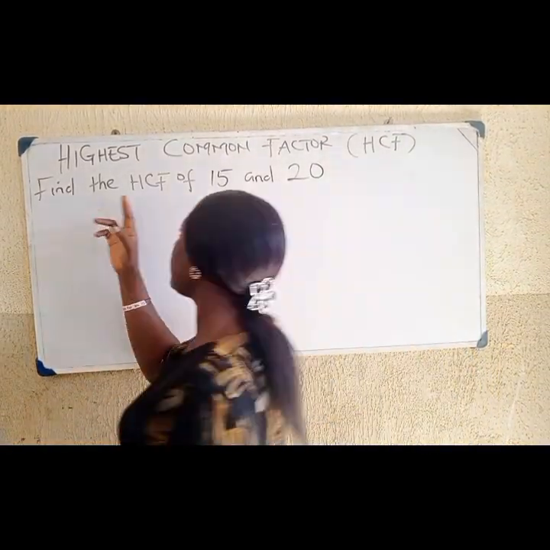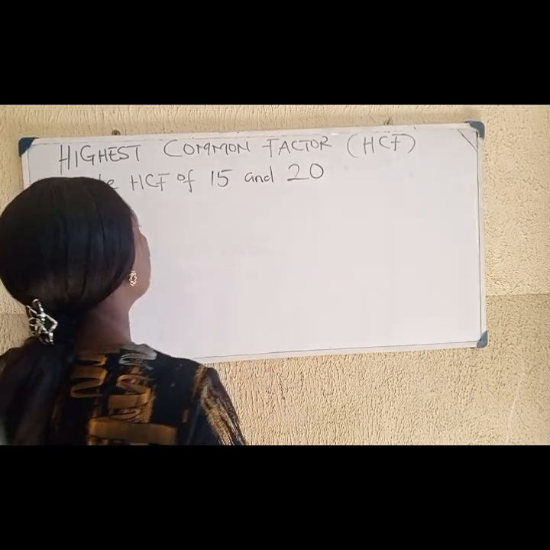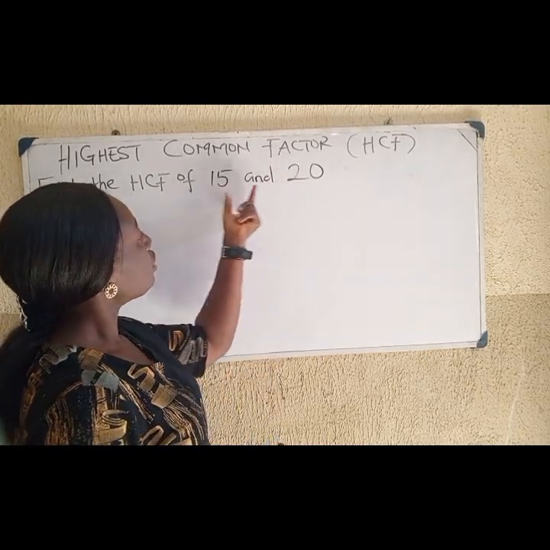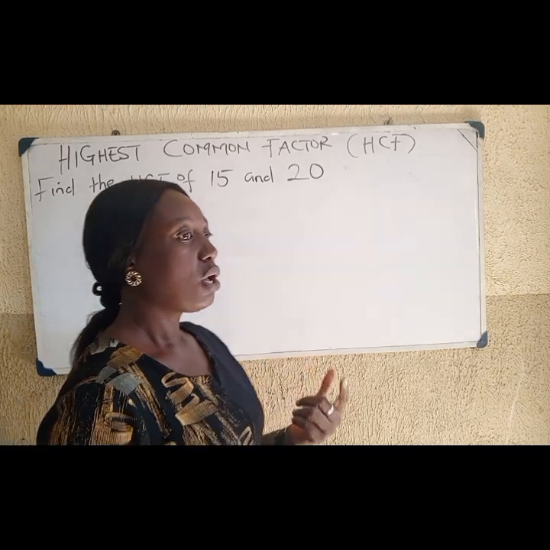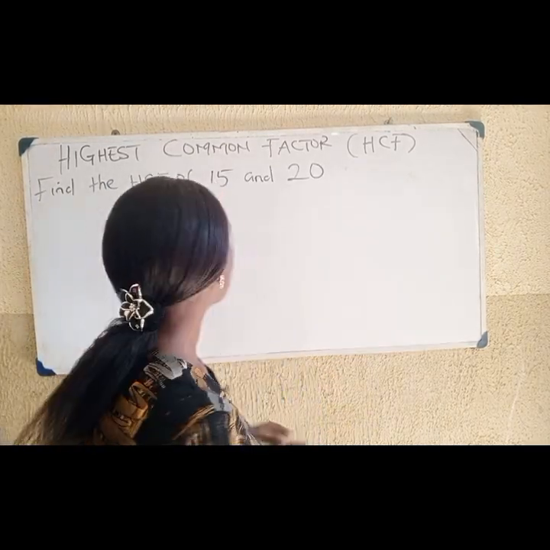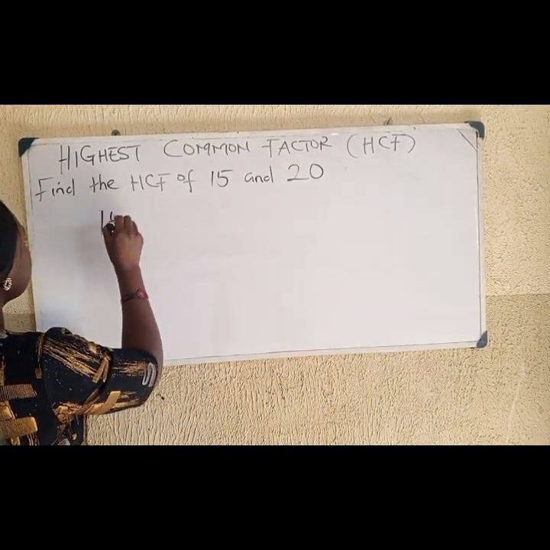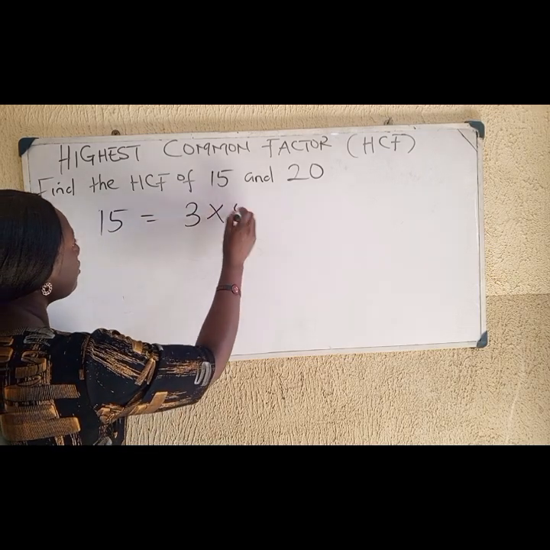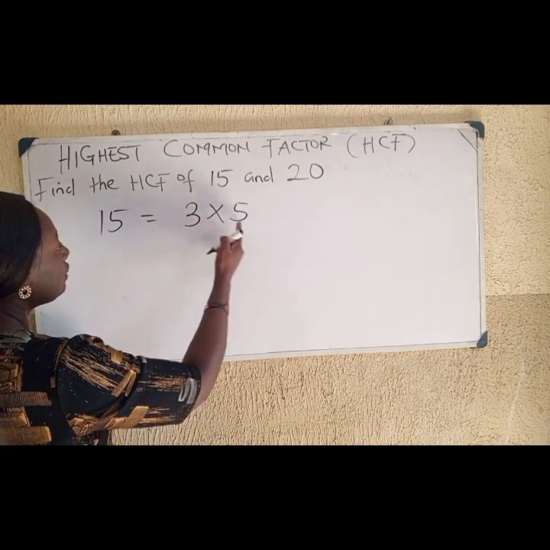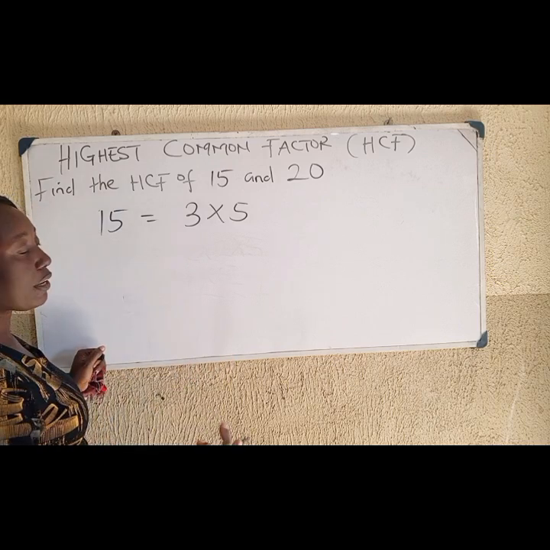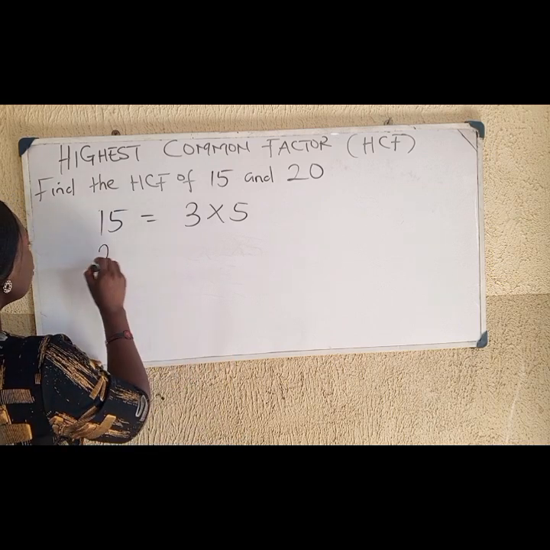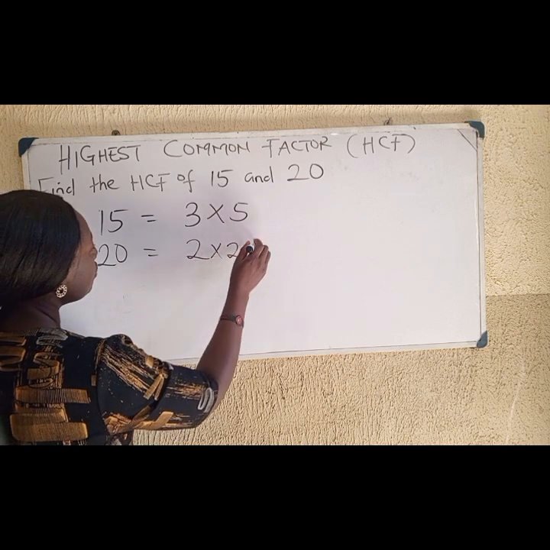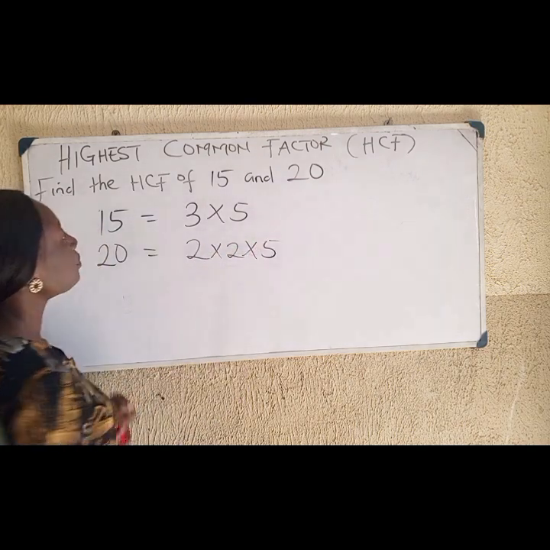Let's also solve one more problem on HCF. We are asked to find the HCF of 15 and 20. So I'm going to express each of these numbers as a product of its prime factors. So 15 can be written as 3 times 5. You look at these factors, you can see they are prime factors. Now 20 can be written as 2 times 2 times 5.